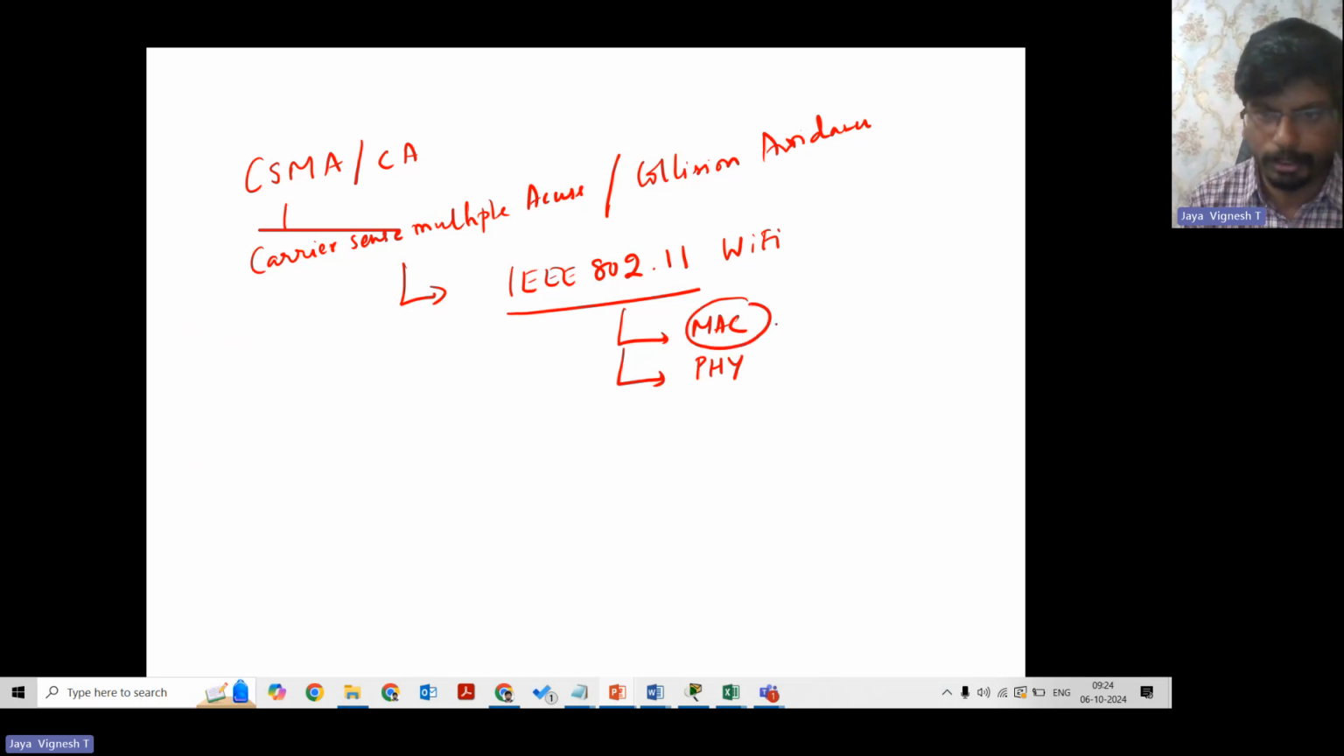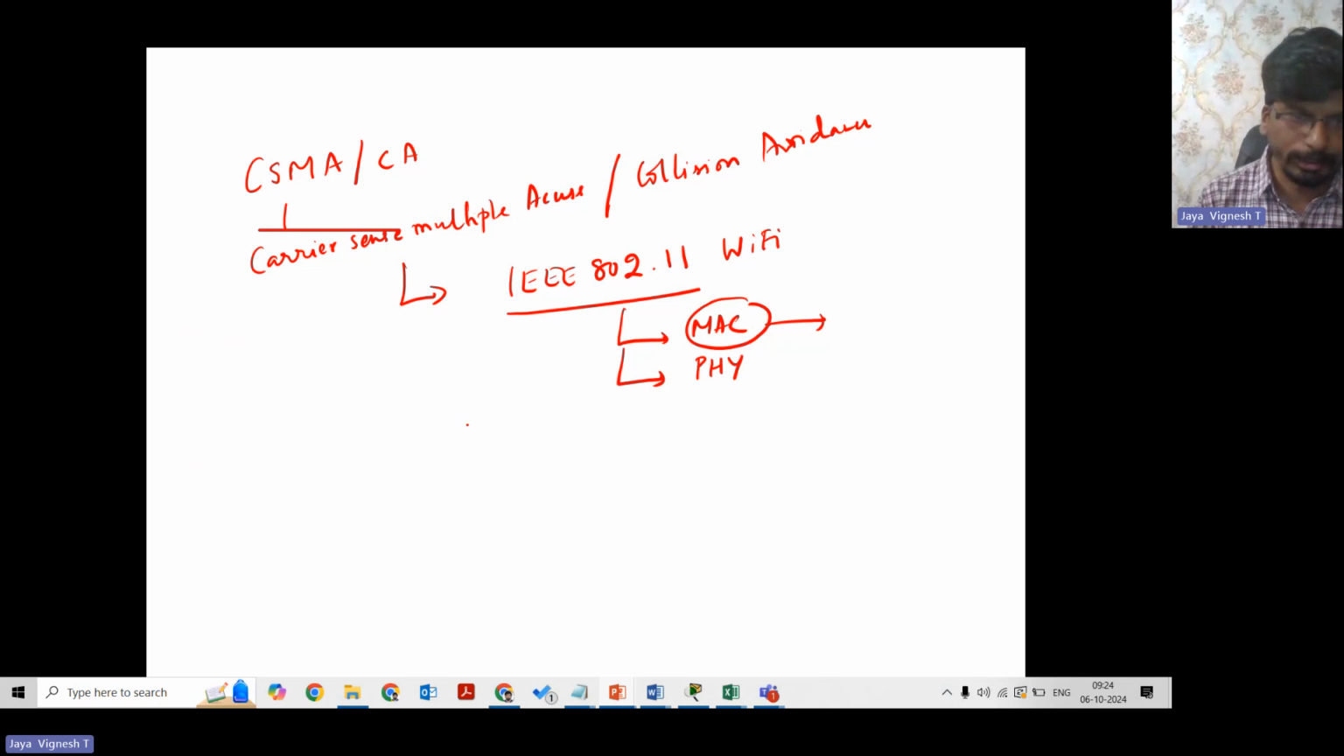In the MAC layer, one of the protocols used by wireless devices when they use the shared frequency spectrum, the shared frequency channel, say in 2.4 gigahertz, is the CSMA/CA protocol, which is widely adopted. So we will be looking at how CSMA/CA works.